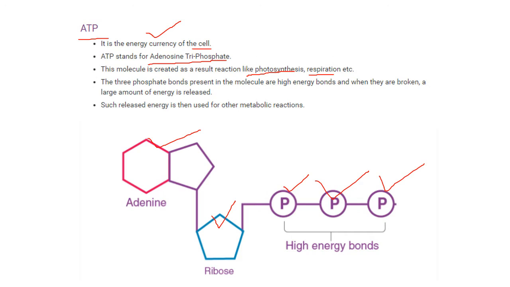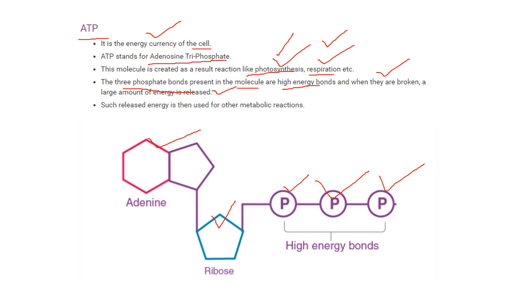Okay, and this molecule is created as a result of reactions like photosynthesis and respiration. So this one is produced during the photosynthesis process as well as in the respiration process. Photosynthesis means we are talking about plants, and respiration means we are talking about animals or human beings. So here the 3 phosphate bonds present in the molecule are high energy bonds, and when these bonds are broken, a large amount of energy is released.